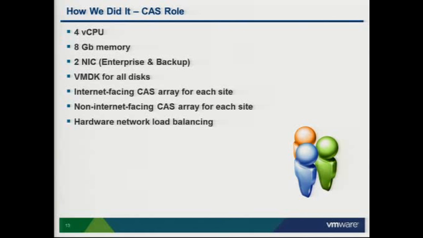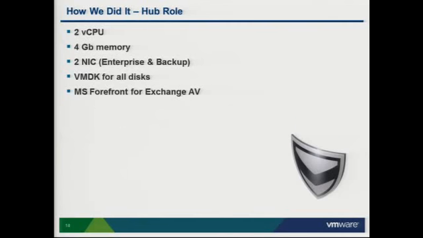Our other 2 sites are non-internet facing, so we've got CAS arrays in there that get proxied through the internet-facing sites. And we employ hardware network load balancing, F5 Big-IP, that kind of thing, instead of Microsoft network load balancing. Hub role: 2 virtual CPUs, 4 gigs of memory, same thing on the NICs. VMDK again for all disks, and we run Forefront for our antivirus.